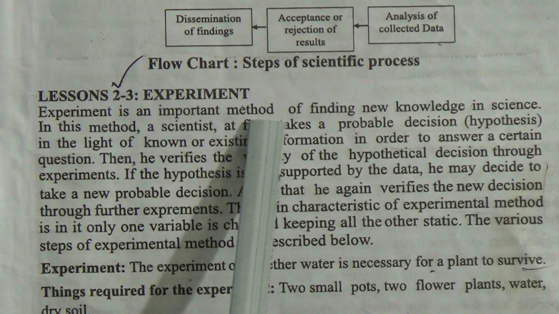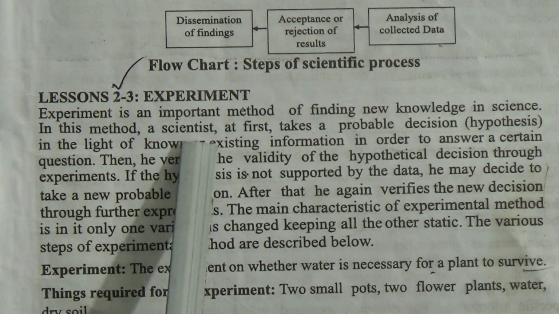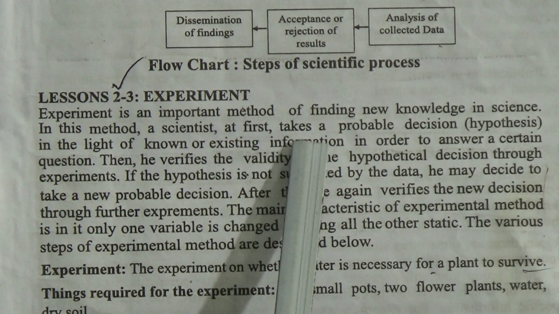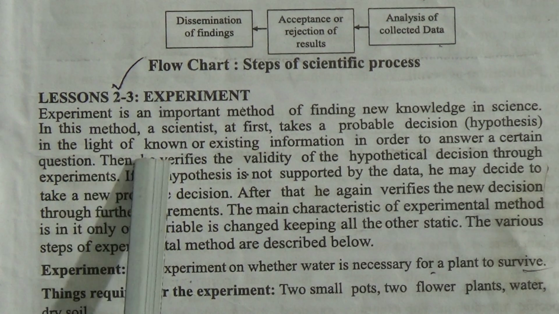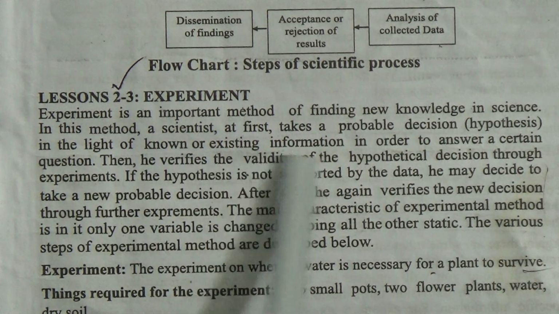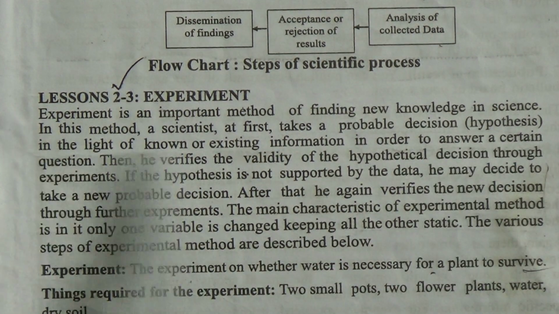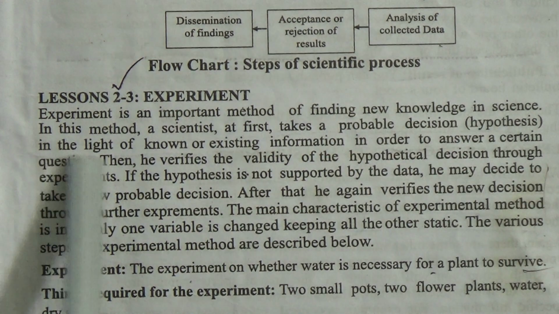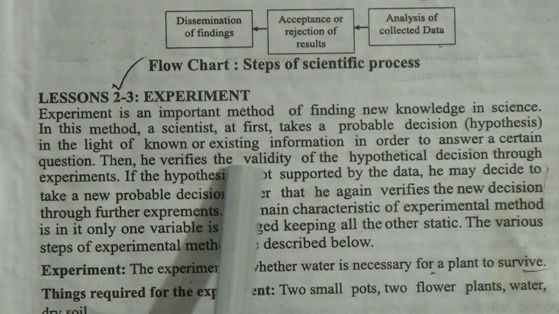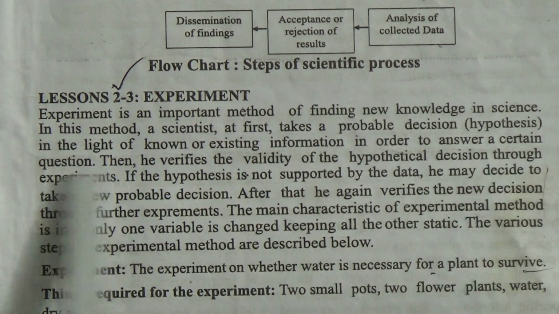Experiment is an important method of finding new knowledge in science. In this method, a scientist at first takes a problem and makes a decision, a hypothesis, in the light of known or existing information in order to answer a certain question. Then he verifies the validity of the hypothesis through experiments.